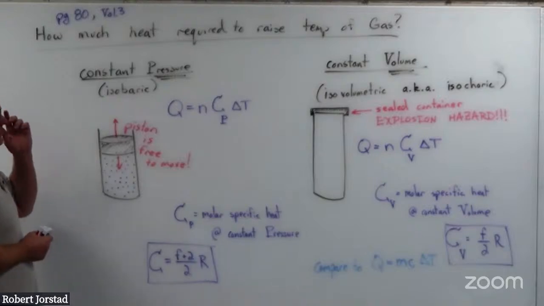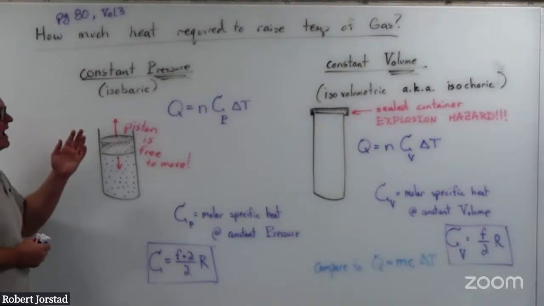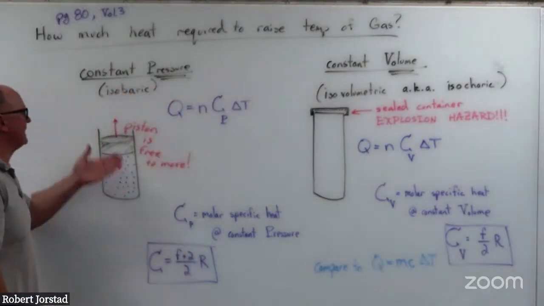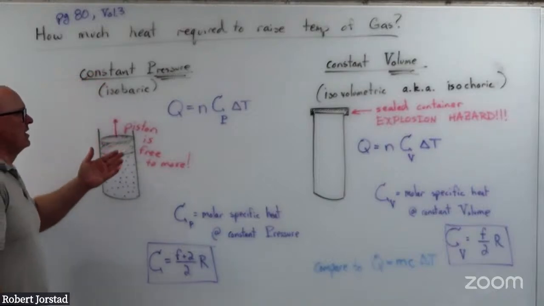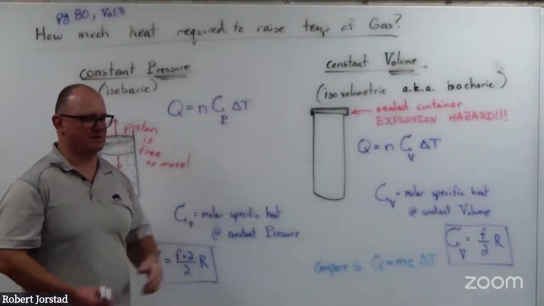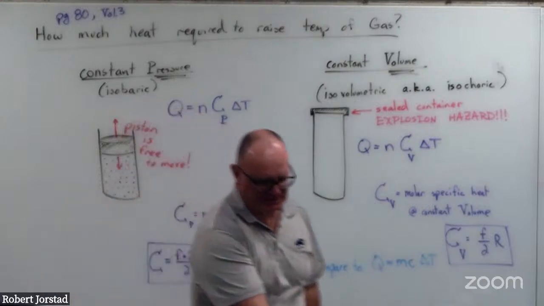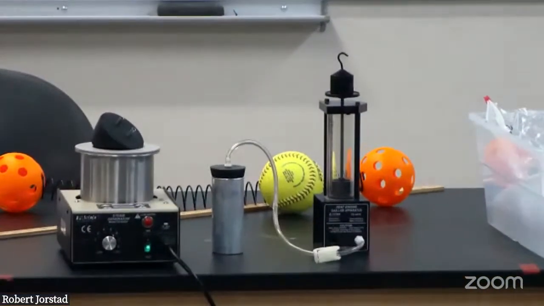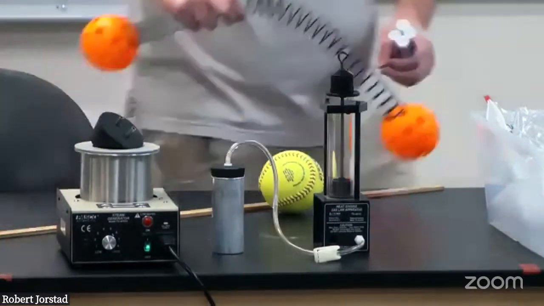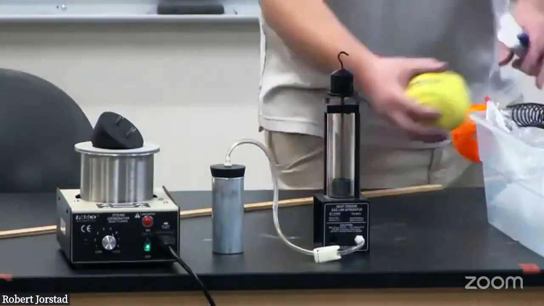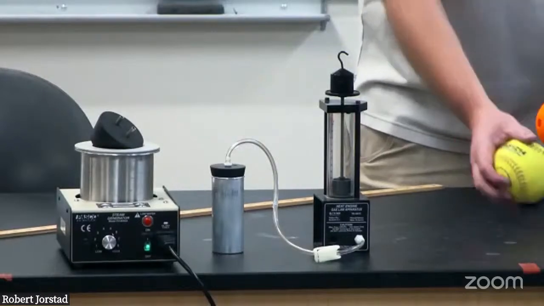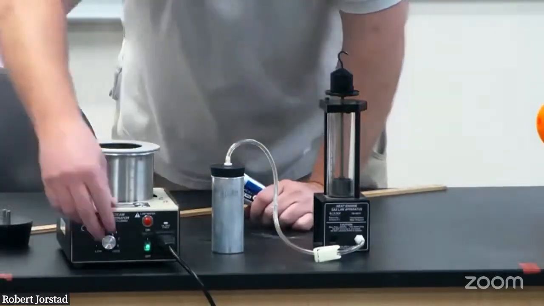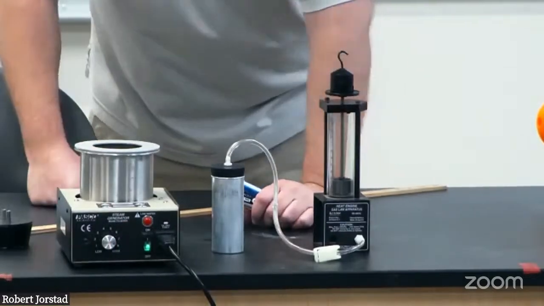First off, we usually want to specify which type of process. Do you have a constant pressure process or a constant volume process? And I've got a visual aid here just to really drive this home. We'll come back to this one. And this, we'll get this out of the way here for a second. All right, so in this case, I've got some boiling water here. You can see the steam going.